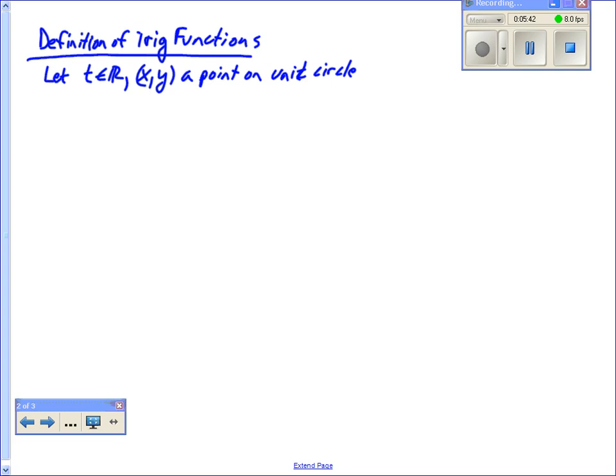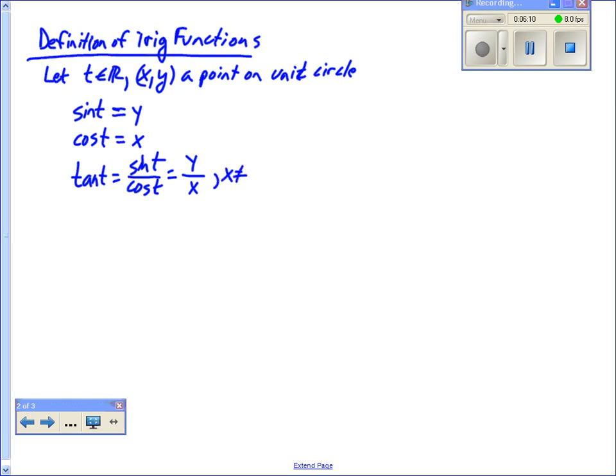Which is of course corresponding to t. So we're defining the sine of t to be the y value there, the cosine of t to be the x value, and then the tangent of t is defined as the sine over the cosine. So it's just y over x in this case. Of course, x cannot be 0.